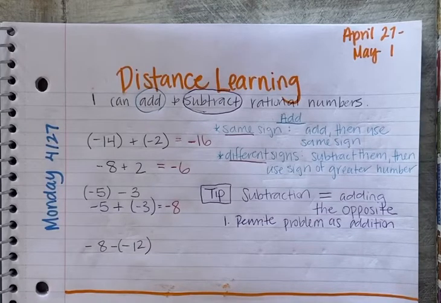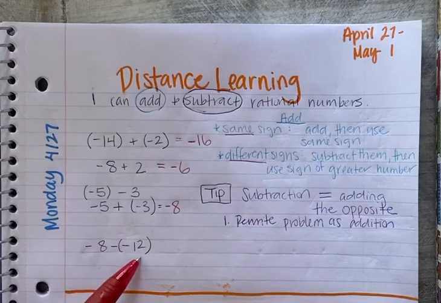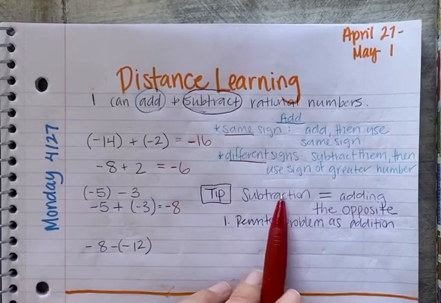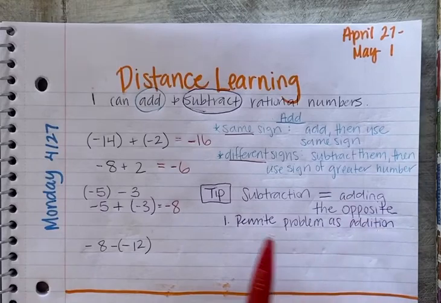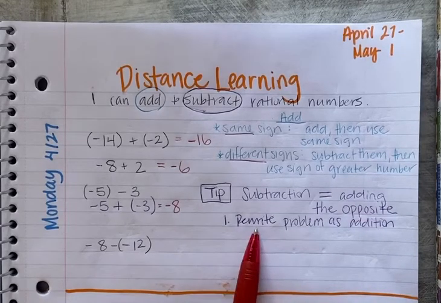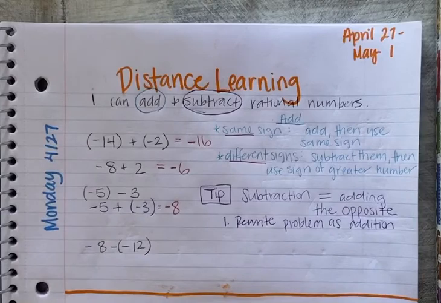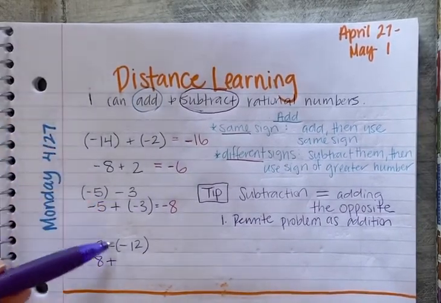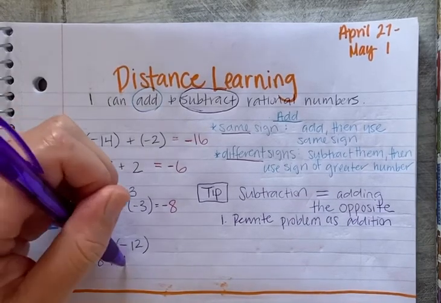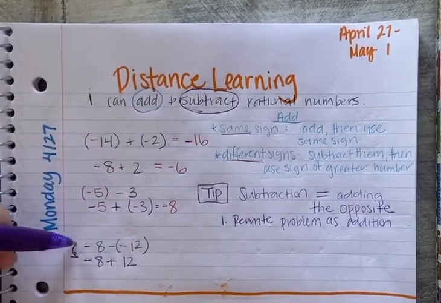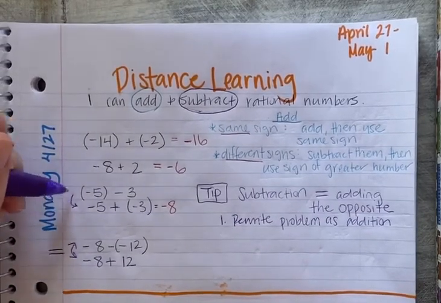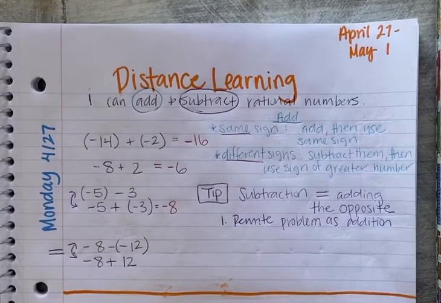The last problem I have here, negative 8 minus the negative 12, looks a little scary because of all of these minus signs, but keep in mind our tip. Subtraction is the same as adding the opposite. So your first step is to rewrite the problem as addition, so let's do that. Negative 8, not minus, plus, and then the opposite of negative 12 is positive 12. So these two are actually equal to each other. This is the same problem.